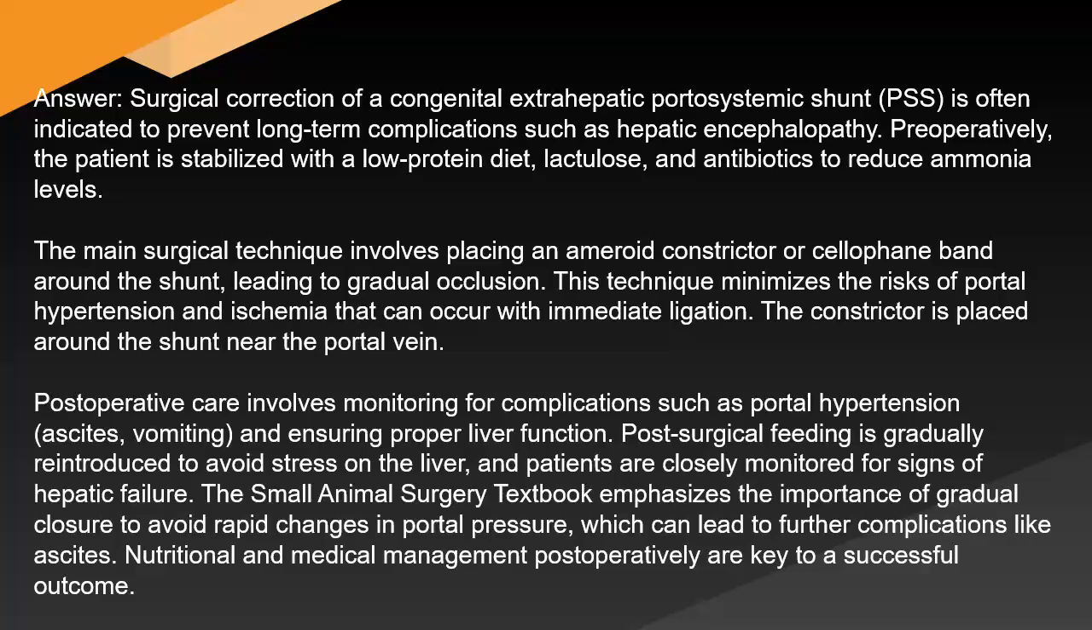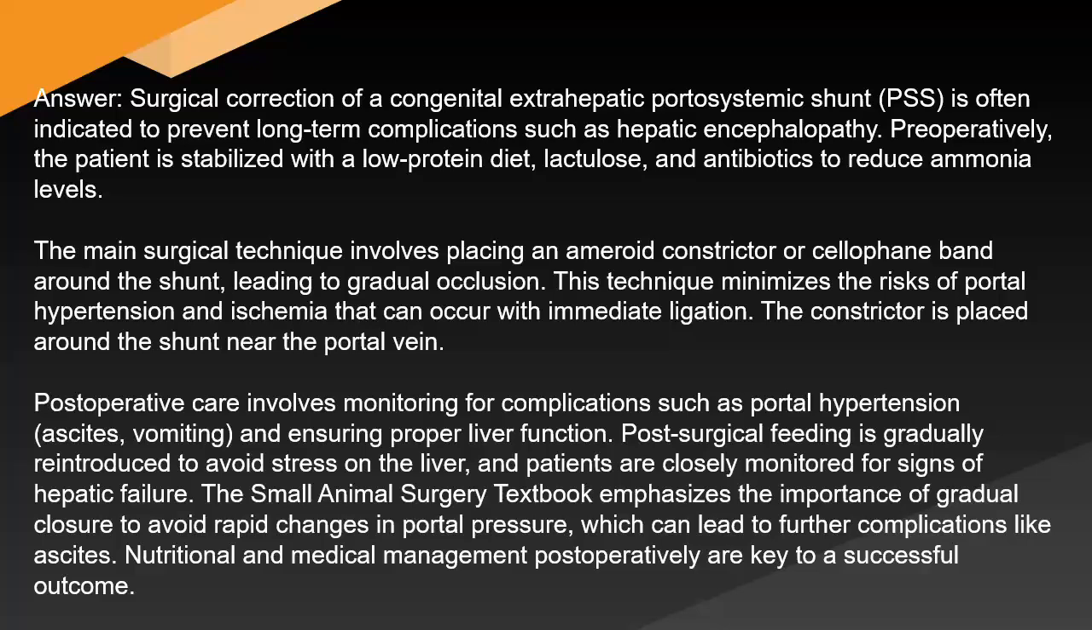The main surgical technique involves placing an ameroid constrictor or cellophane band around the shunt, leading to gradual occlusion. This technique minimizes the risks of portal hypertension and ischemia that can occur with immediate ligation. The constrictor is placed around the shunt near the portal vein. Postoperative care involves monitoring for complications such as portal hypertension, ascites, vomiting, and ensuring proper liver function.